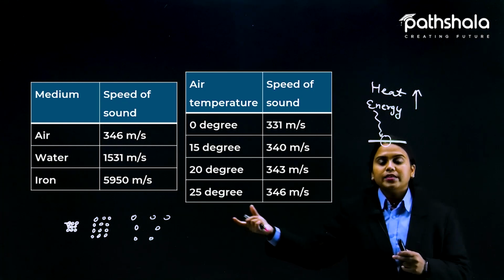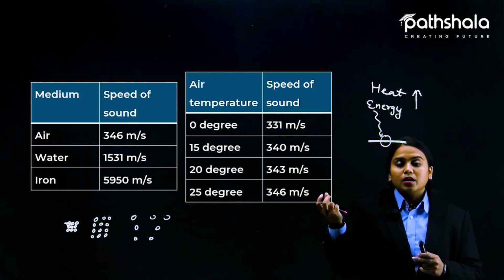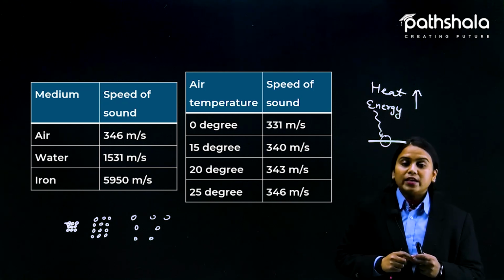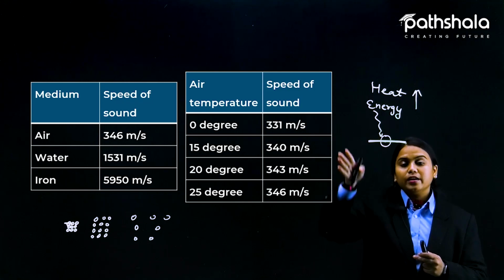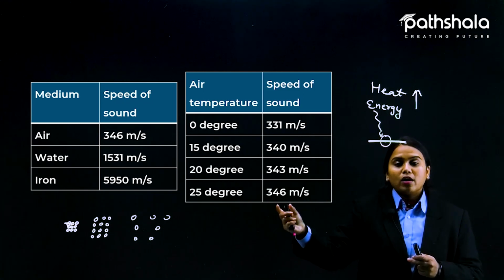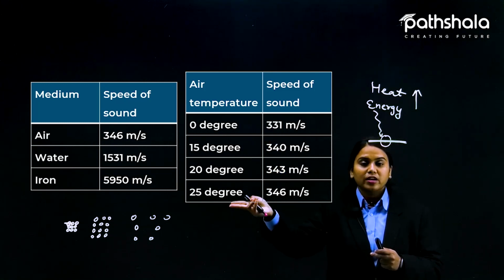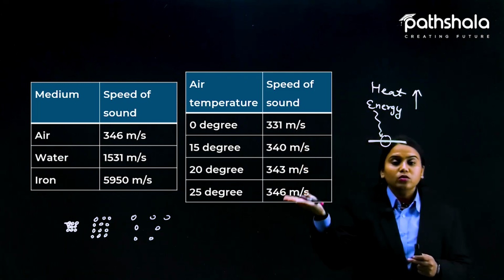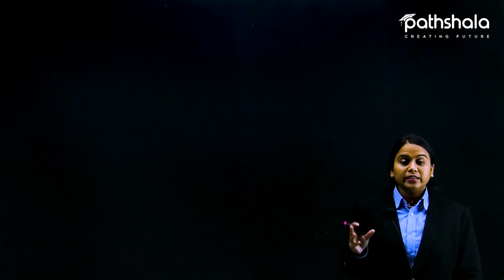So yes, these are the values that you can see here from the comparison of different degrees of temperature. We can see how much variation there is, from 331 meters per second to 346 meters per second, and the comparison we have is from 0 to 25 degrees and from 331 to 346 meters per second. So students, we have seen the part of medium and temperature.